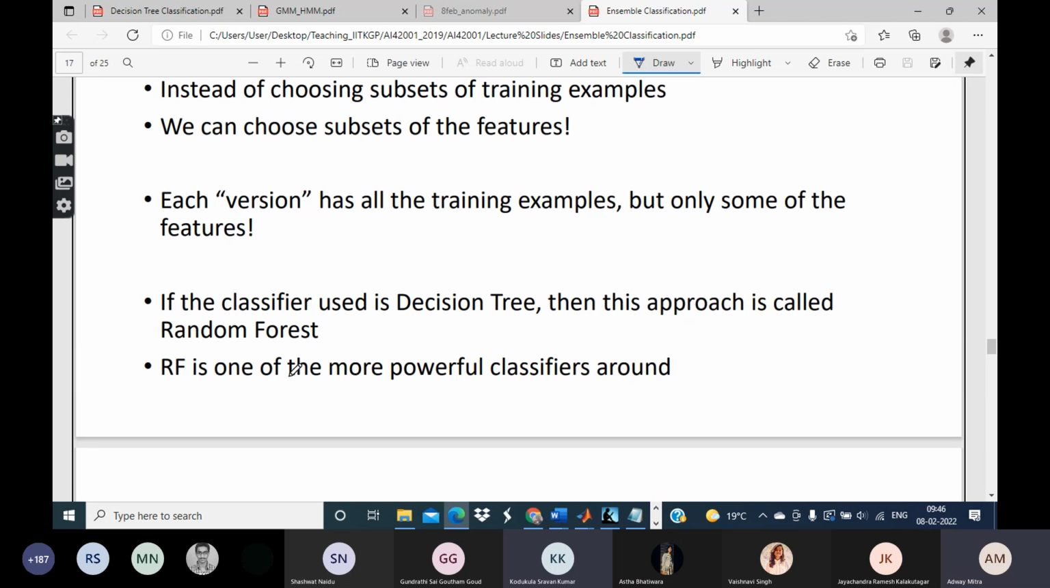So basically that's random forest, and this random forest is one of the most powerful classifiers around.